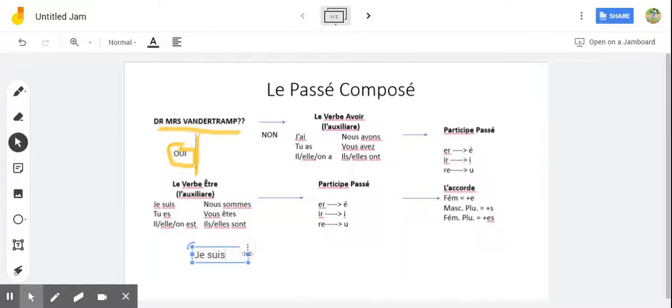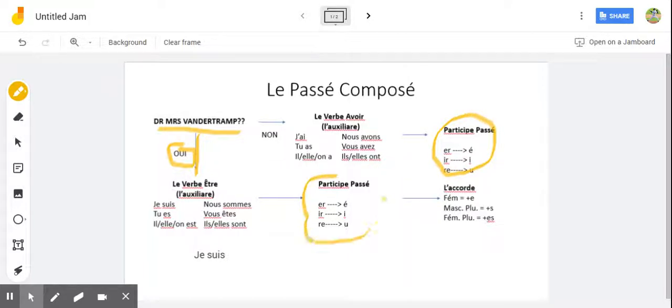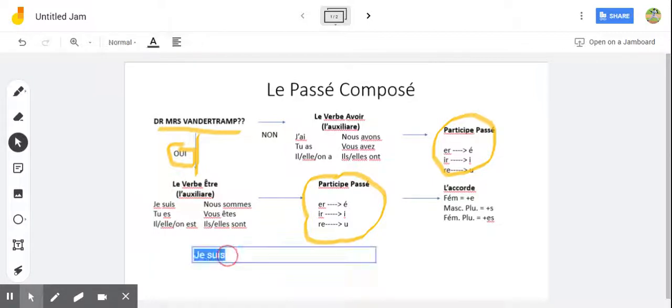Our next step is to look at our verb and to change it to the participe passé. So this step does not change if it is Dr. Mrs. Vandertramp or not. The er becomes é, ir becomes i, re becomes u. That is the same for our Dr. Mrs. Vandertramp verbs. So nothing has changed there. We are going to add this in here. Je suis allé.